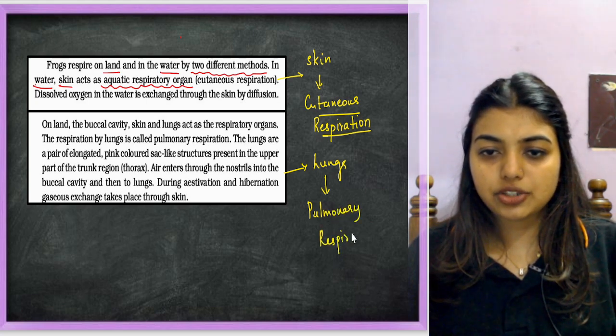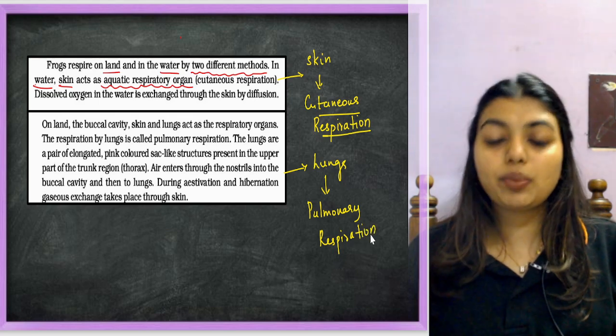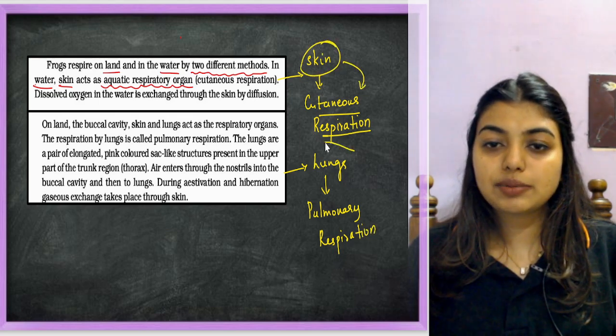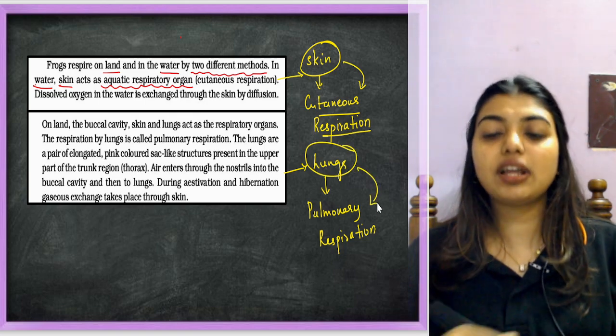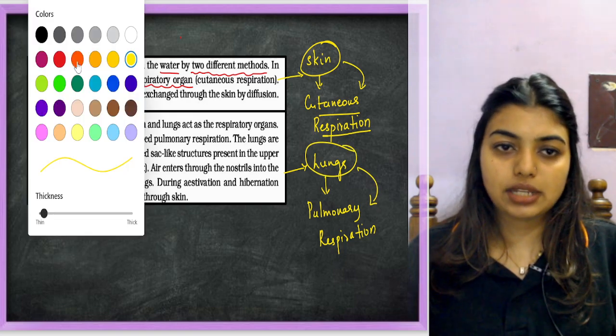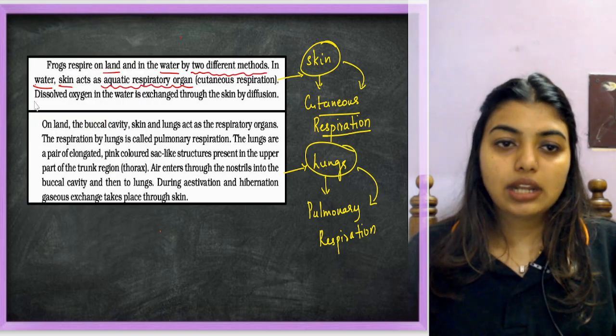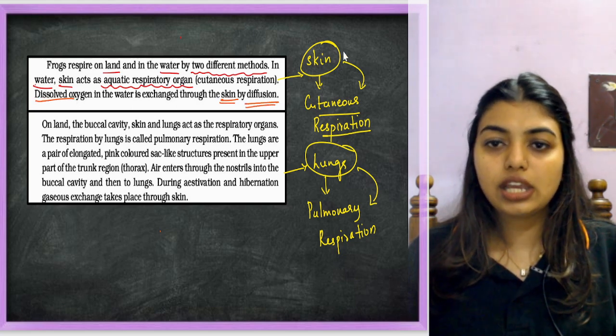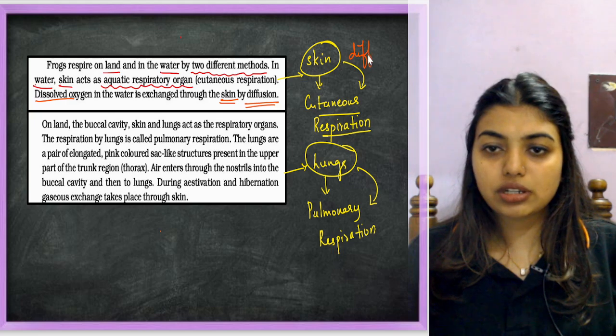Pulmonary respiration. Got it, all of you? Whenever it is respiring with the help of skin, it is called cutaneous respiration. Whenever it is respiring with the help of lungs, it is called pulmonary respiration. Okay, very good. Now, dissolved oxygen in water is exchanged through the skin by diffusion. So here, diffusion is going to happen.